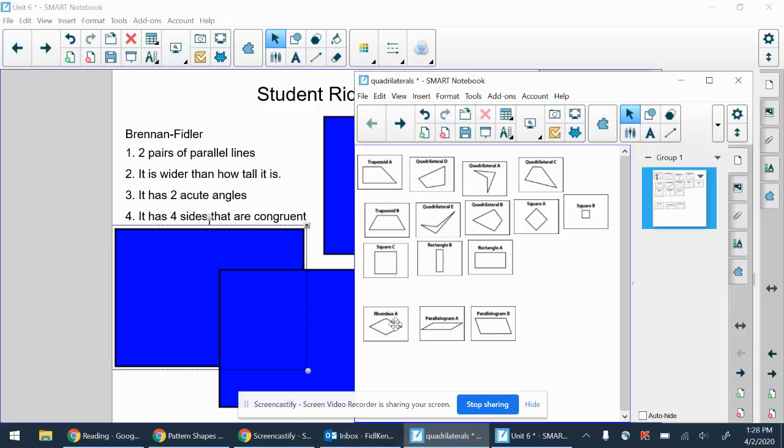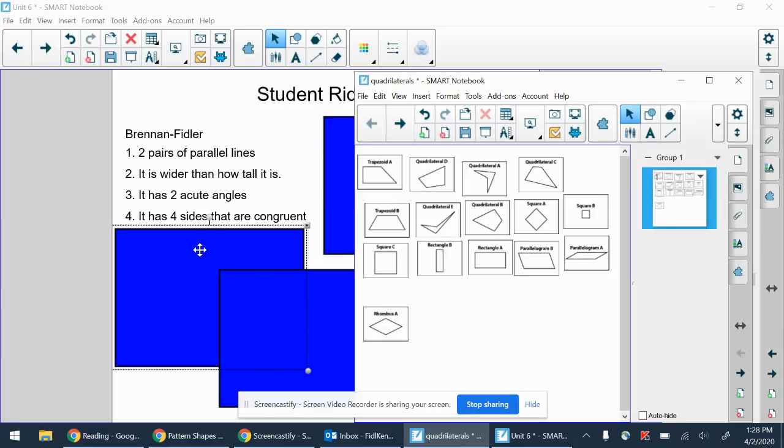Well, I know that rhombuses have to have 4 equal sides, and I can tell in these parallelograms their width is longer than their height. And I know I might be saying, well, Miss Fiddler, but you just said in clue number 2, it's wider than it is tall. And that's true, but because of the way the lines of this rhombus are angled, it makes it overall wider than it is tall.